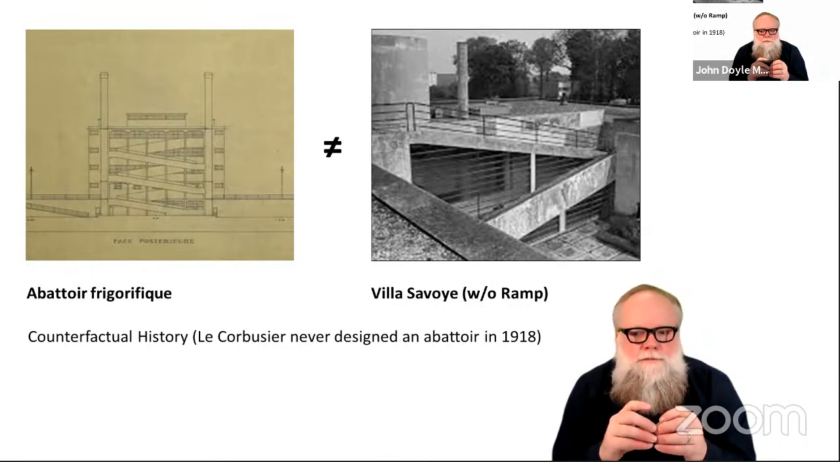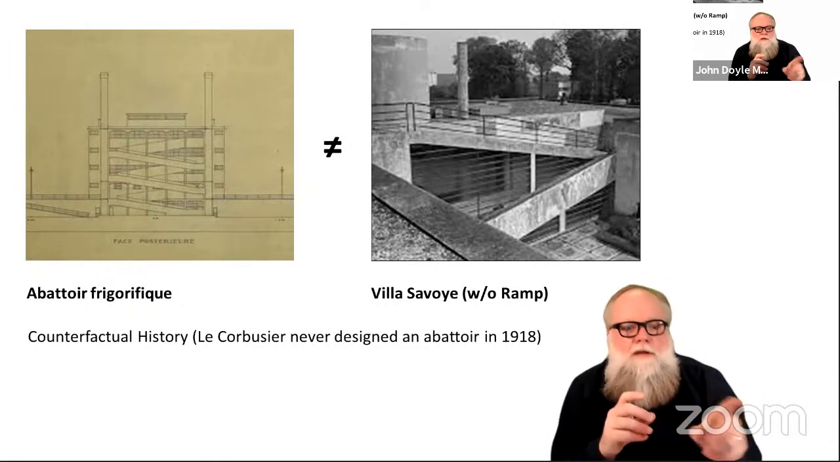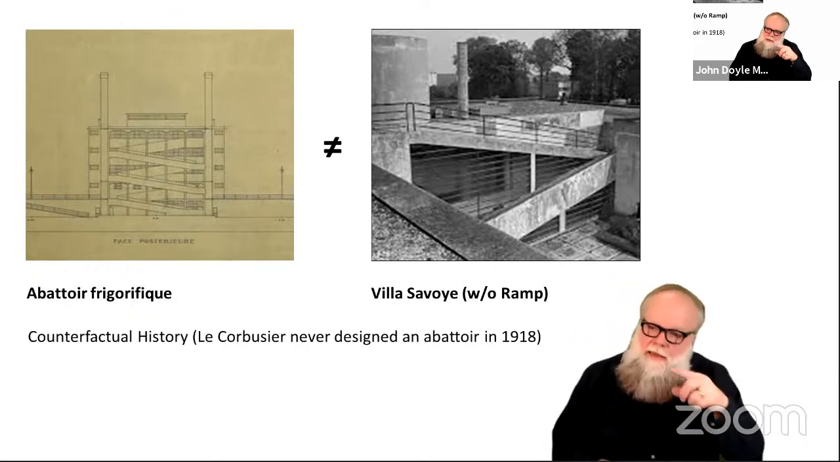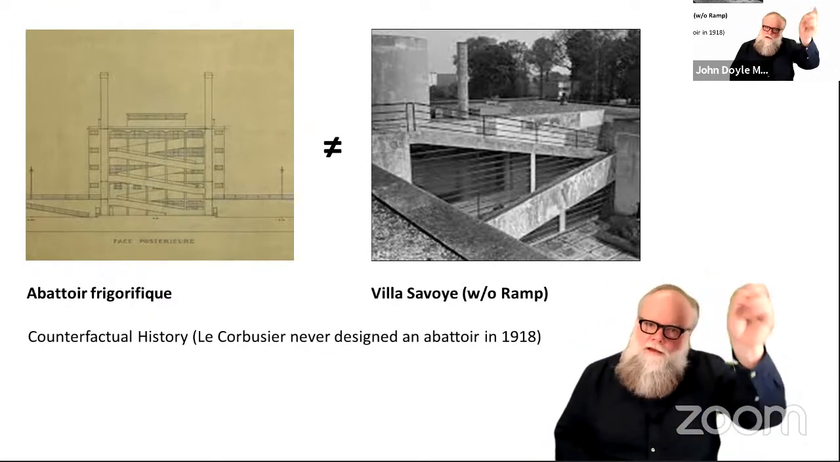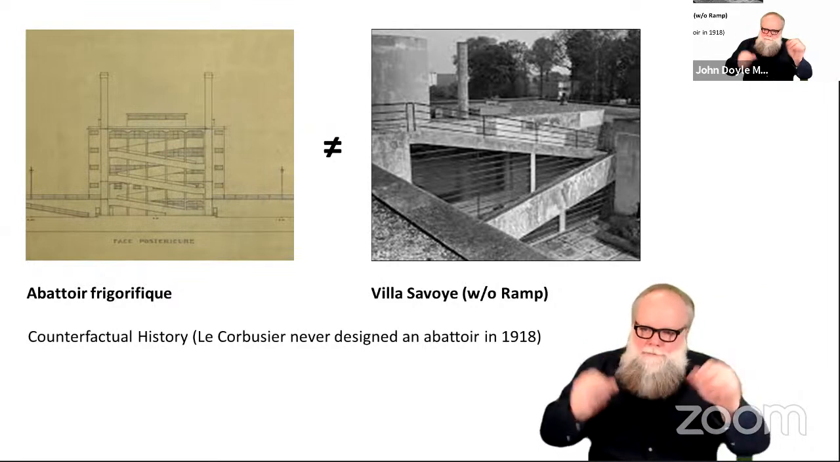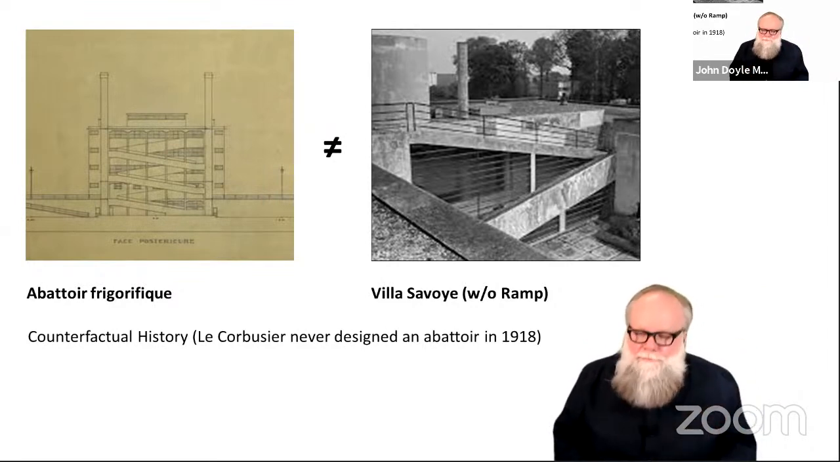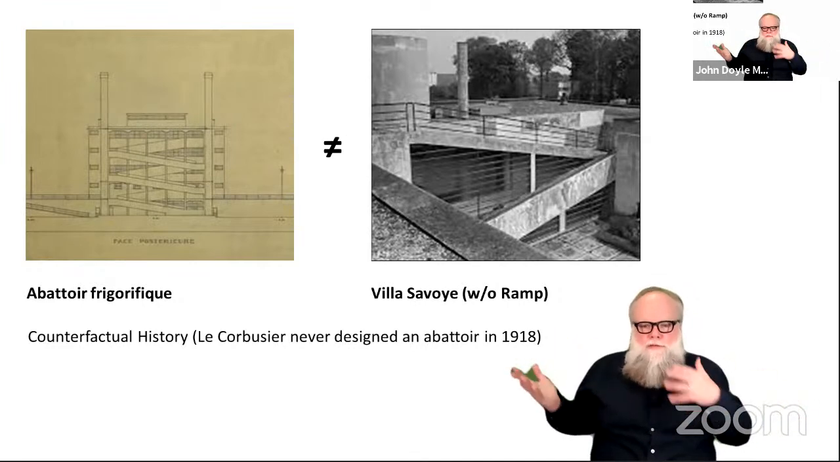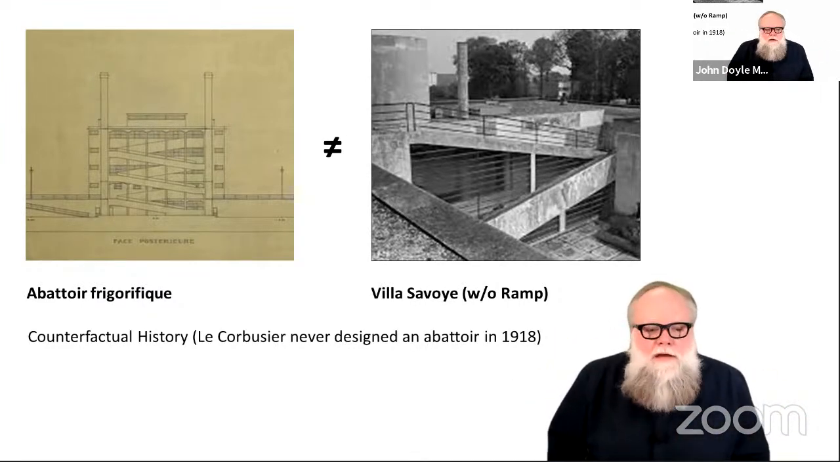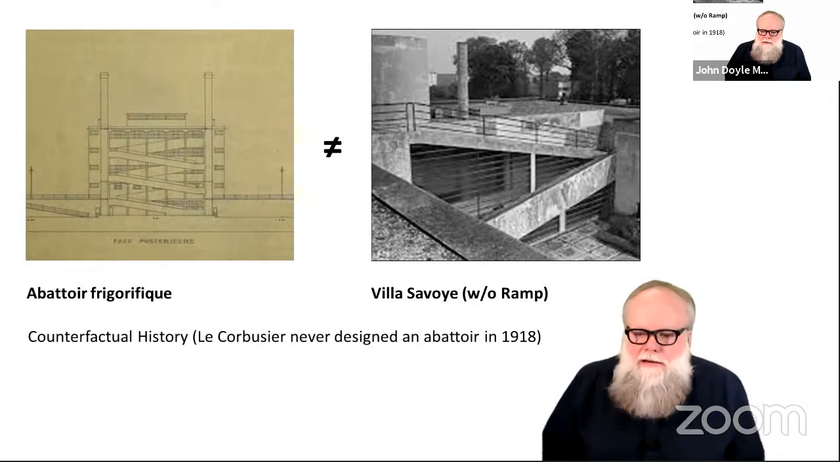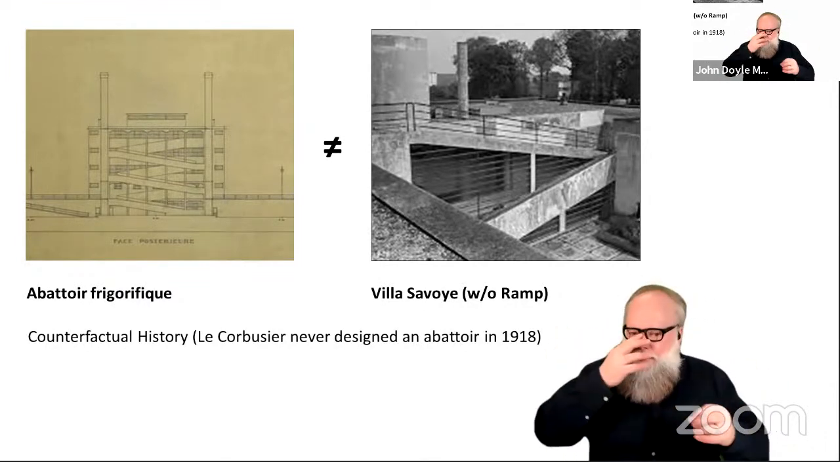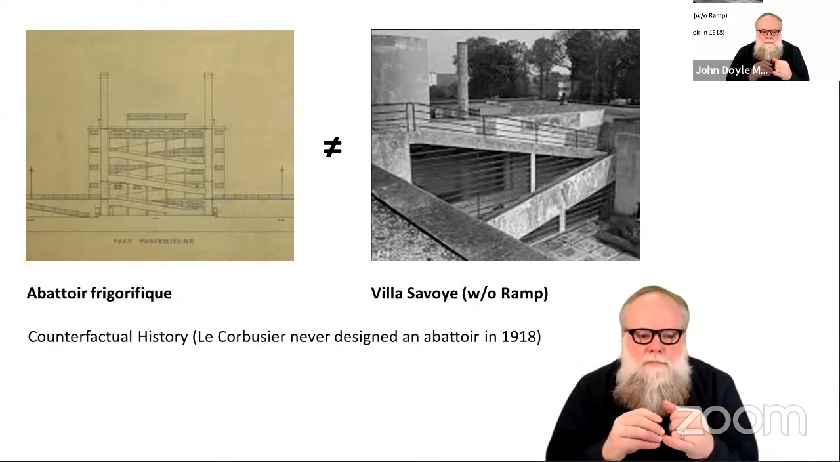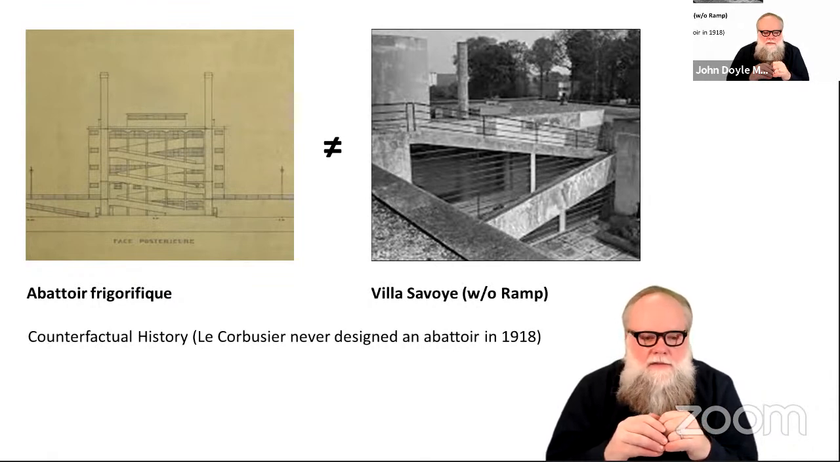Corb's first ramp that he ever designed was for a slaughterhouse that he designed in 1918. You can see here the ramps, and the idea was that the cows would go up the ramp, get slaughtered, and then come down in a not so nice way. And so the translation of the cow's ramp becomes the ramp of its architecture. And it was a commission. It never happened. It was just one job among many that he did at the time, not super significant in the office.